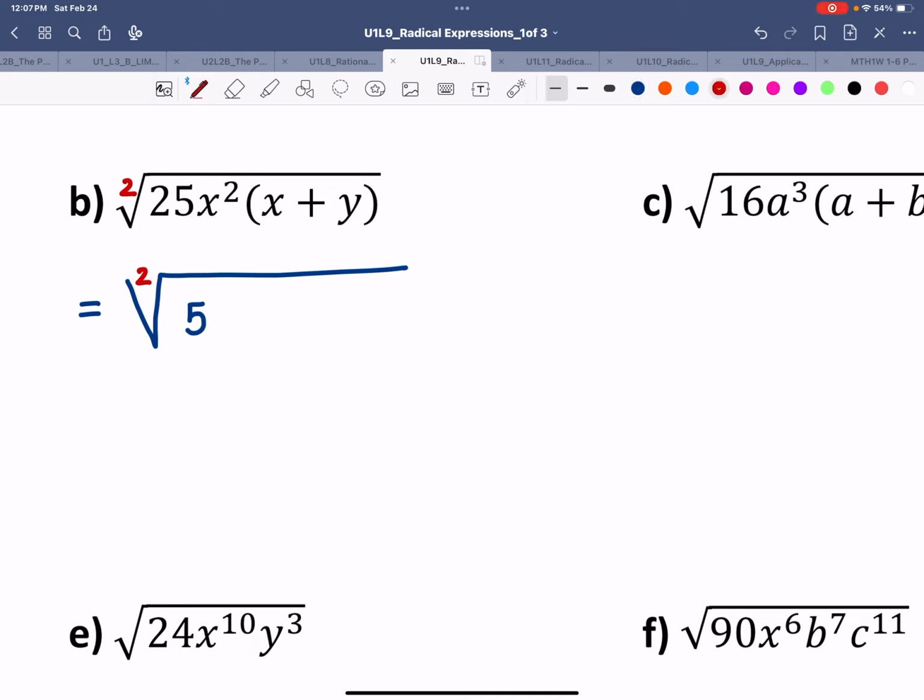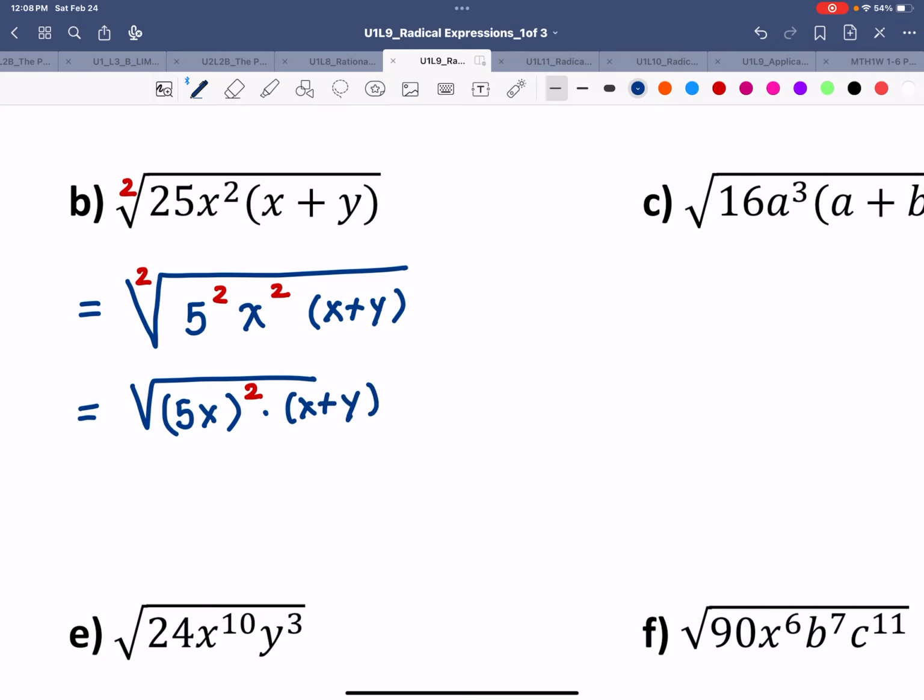So 25 is a perfect power of 2 with base 5. And then we have x to the power of 2. And inside the brackets, we'll have x plus y. So that would be equal to, as you can see, 5x, again, to the power of 2, and then multiplication by x plus y here. With an index of 2, we're going to take that out. So index 2 of 5x to the power of 2.